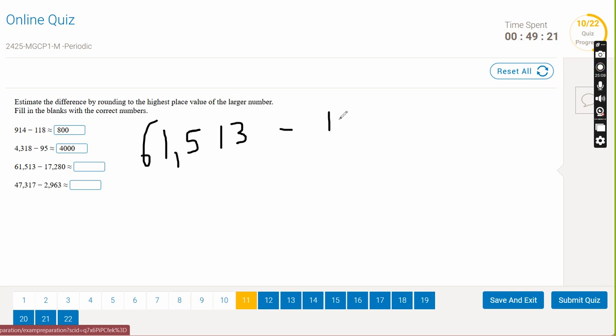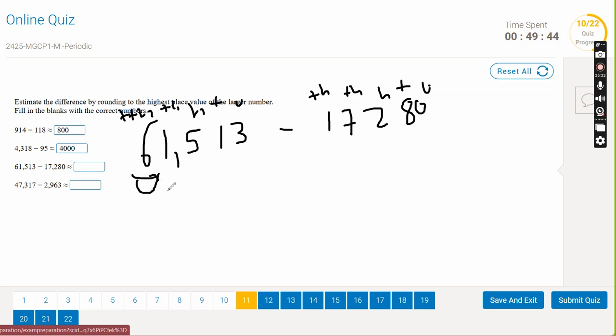61,513 minus 17,280. Now you can see the highest place value: units, tens, hundreds, thousands, 10,000s. The same thing on the other side: units, tens, hundreds, thousands, 10,000s. You see both of them have the same highest place value, so you can do that here. So 6, look at the number beside it. It is 1, which is 4 or less than 4, so we round downwards. All the numbers will become 0. It's like punishment for them. So all of them become 0 and don't add to 6.